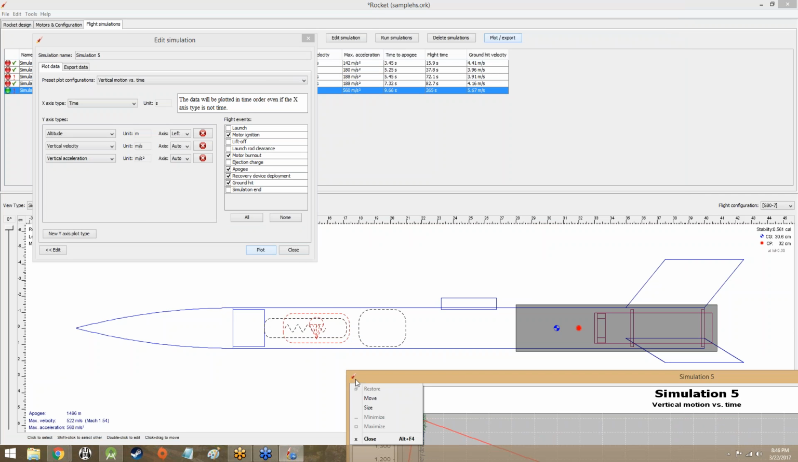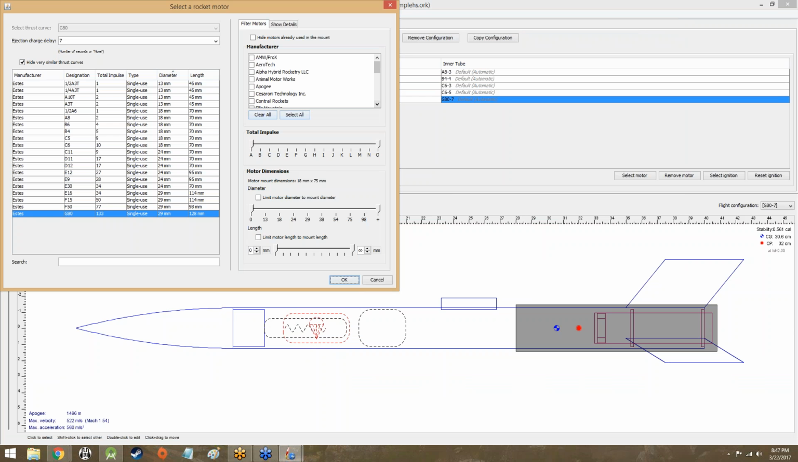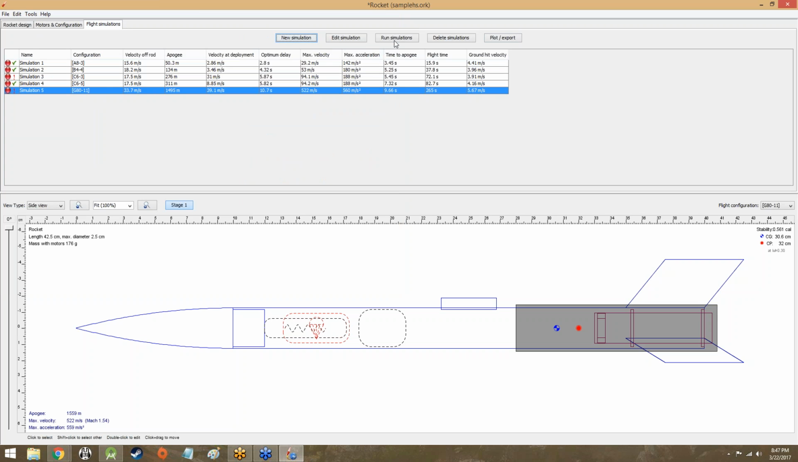So let's see here. Optimum delay 10.7 seconds. Let's go ahead and change this baby to a G8011 and see what happens. Run simulation. We still have an exclamation mark. But here's the reason why this one has an exclamation mark: body calculations may not be entirely accurate at supersonic speeds. That's because things get wonky when you go into supersonic speeds, because air behaves differently.